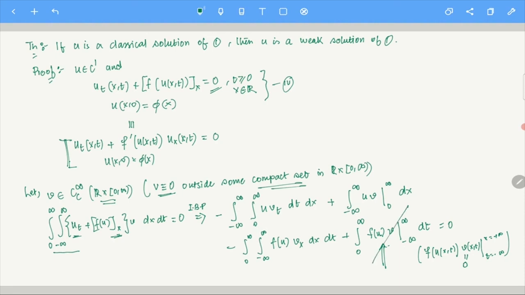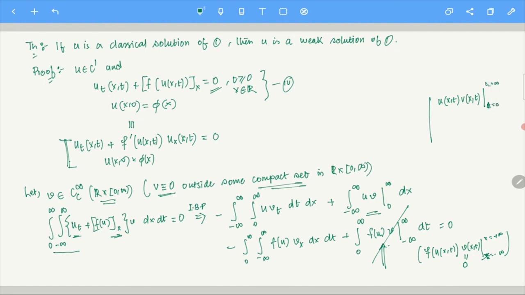So, of course, if you evaluate x between minus infinity to infinity, v is going to be 0. So this particular term has no contribution in our case. Now let's look at this boundary term. If you break it up, it will be u at the point (x, t) times v at the point (x, t), evaluated at 0 and infinity. So this is t equals 0 and t equals infinity.